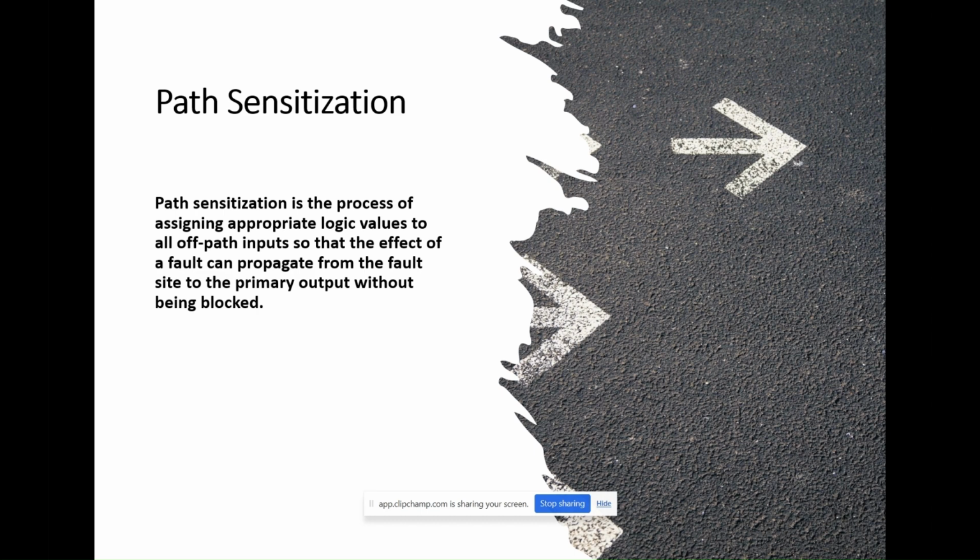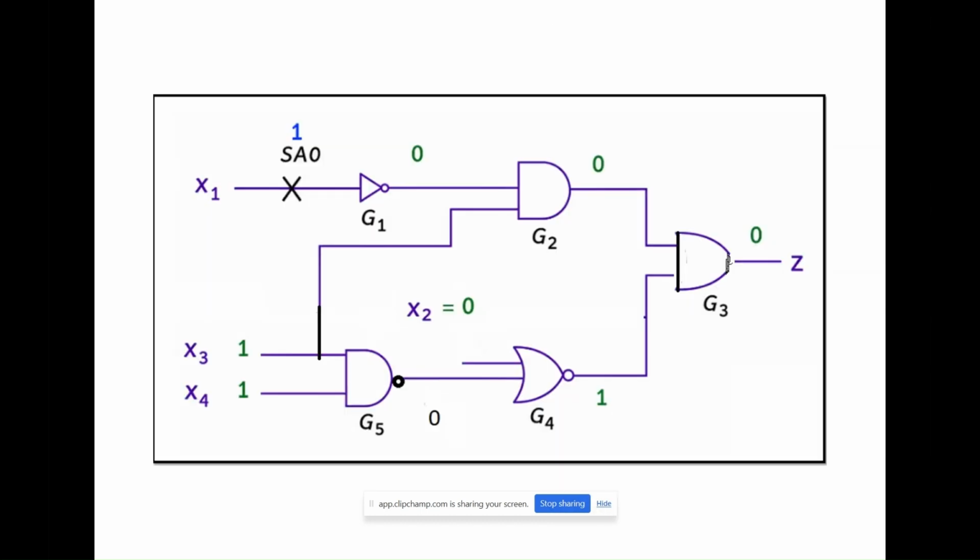It is the process of assigning the appropriate logic values, either 0 or 1, to all off-path inputs so that the effect of fault can propagate from the fault site to the primary output without being blocked. Let us consider an example circuit with three inputs and single output, which has all types of gates like NAND, NOR, and inverter, etc. Let us consider a scenario where a stuck-at-zero fault is occurring at the input X1. If this is the case, how is a path sensitization algorithm applied to the circuit? This is what we are going to discuss in this video lecture.